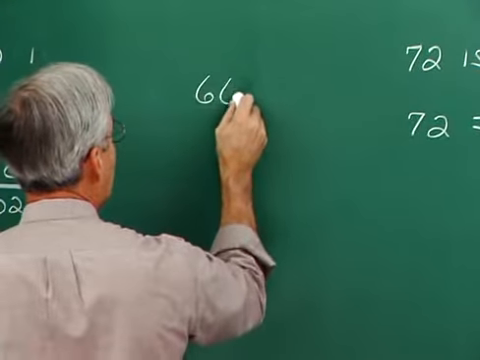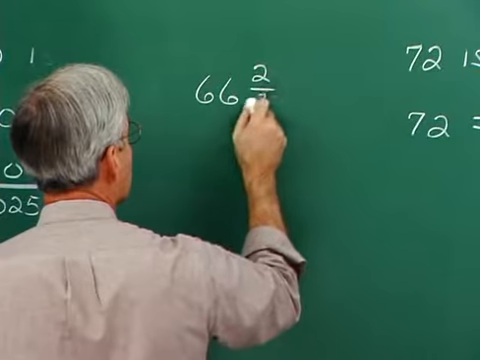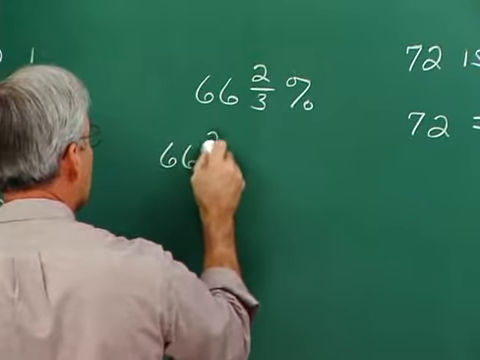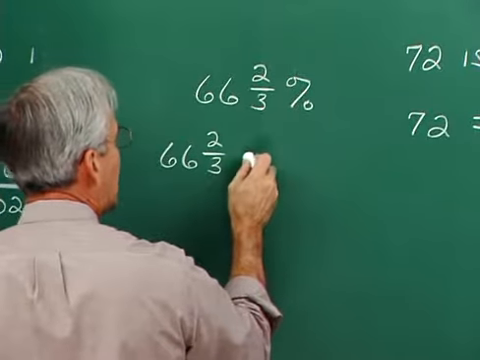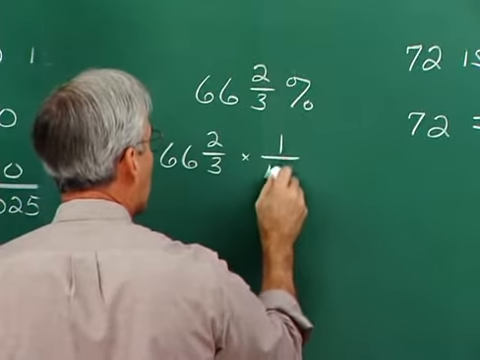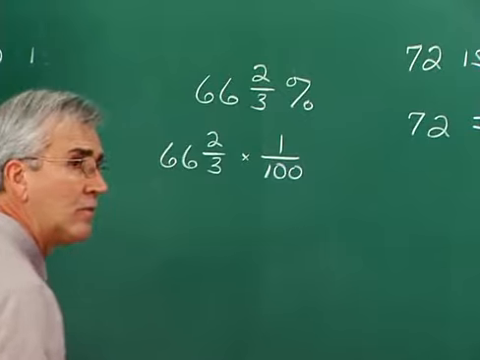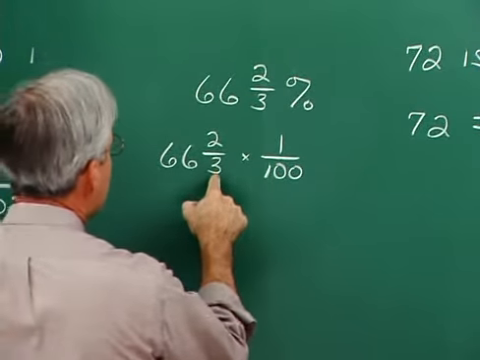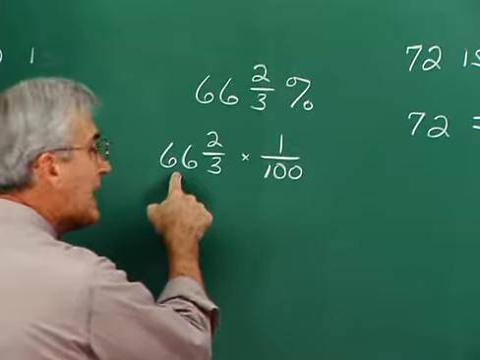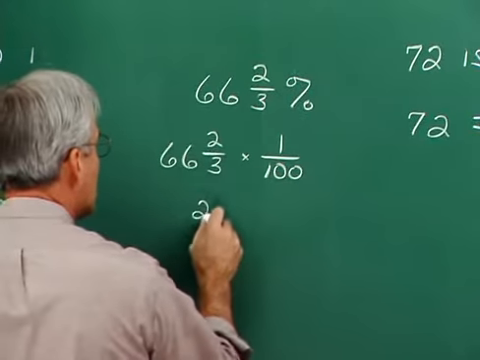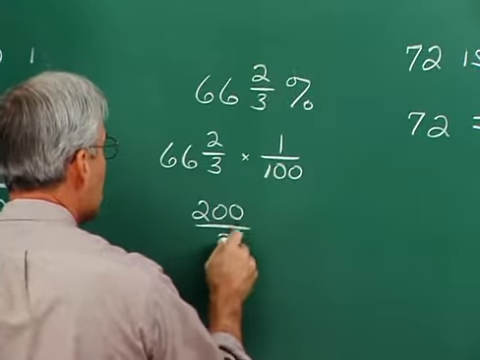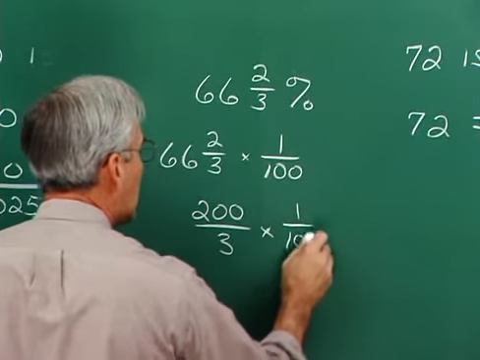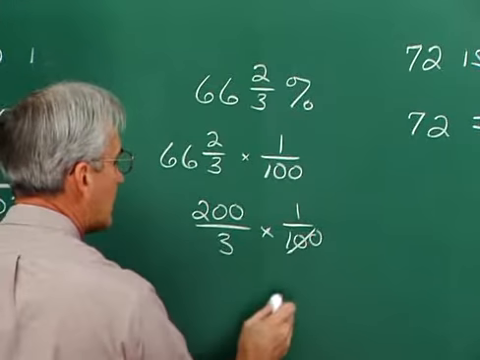So what we have here is 66 2/3%. And recall that we think of this as 66 2/3 times 1/100. So that's the idea. Percent means hundredths. Now we multiply. Let's see, 3 times 66 turns out to be 198, plus 2 is 200. So we have 200 over 3 times 1/100.